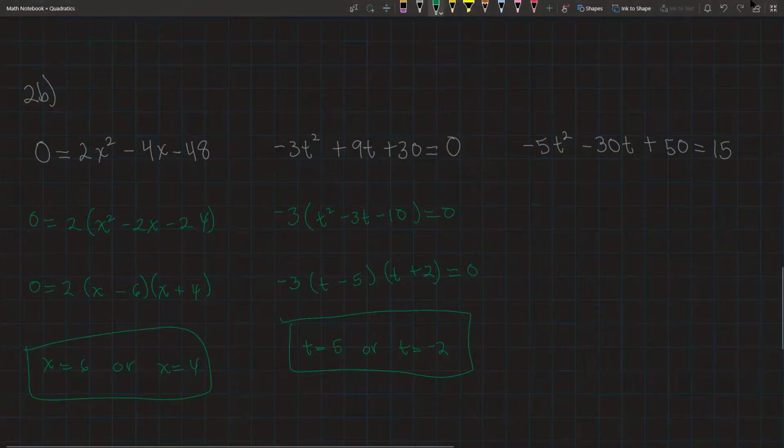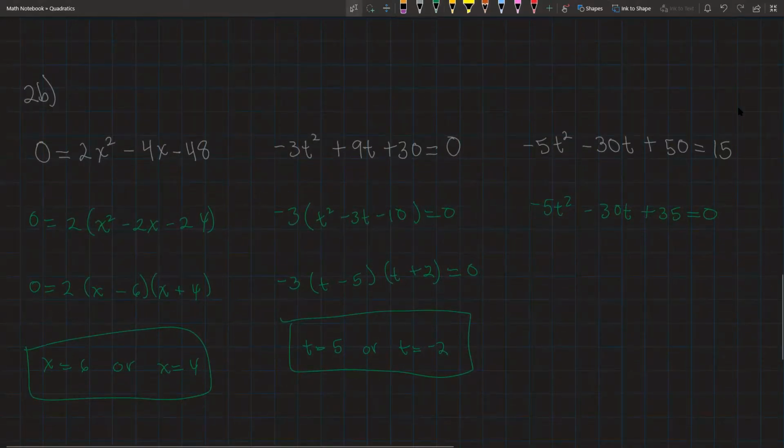The left side's almost going to remain intact. 5t squared doesn't change. Minus 30t doesn't change. But now we have positive 50 minus 15, which are like terms. So we are left with positive 35 equal to 0. So notice how by subtracting 15 on both sides of the equation, we turn this type of problem now into one of these. And from here, we shouldn't have any problems.